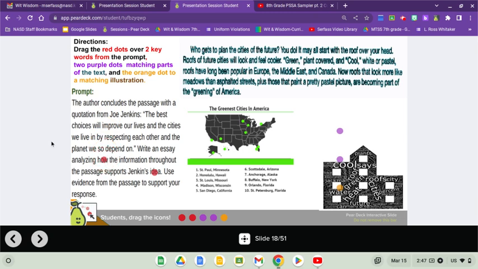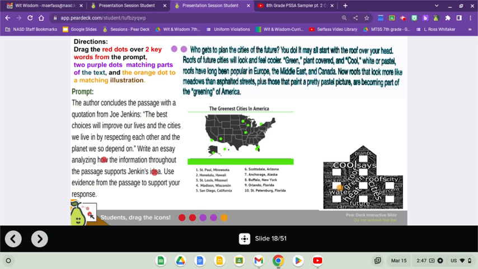How does the author develop that idea? Now we've got our two purple dots. Please put them up here next to who. We're going to find two parts of this paragraph that help us to address the prompt on the left.